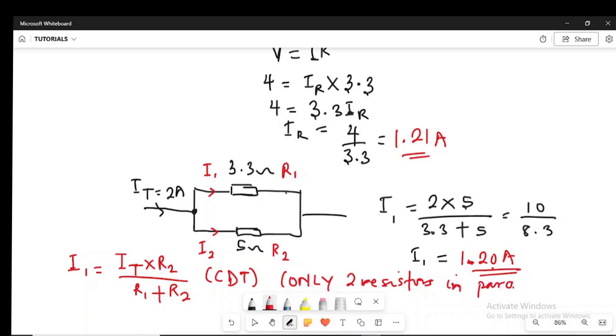The current divider theorem CDT applies when you have a parallel element of 2 resistors in parallel, only 2.